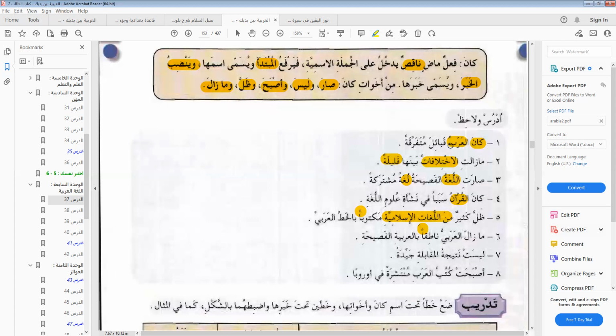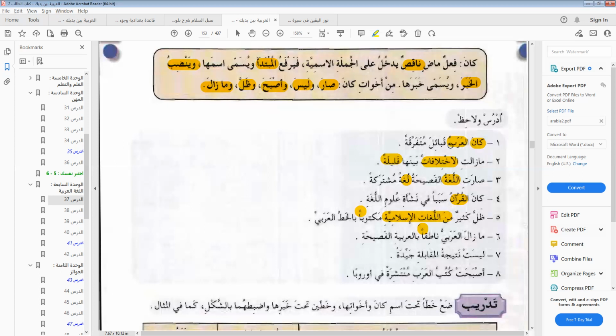Then kana al-Quran, we've seen the kana before. So you can now say the Quran was, kana al-Quran sababan, was the sabab. Sabab would mean the reason, fi nash'ati, in the development. Nash'a means development of what? Ulum al-lugha. The sciences of what? Sciences of language. So the Quran was very instrumental. So sabab could mean the cause, the reason.